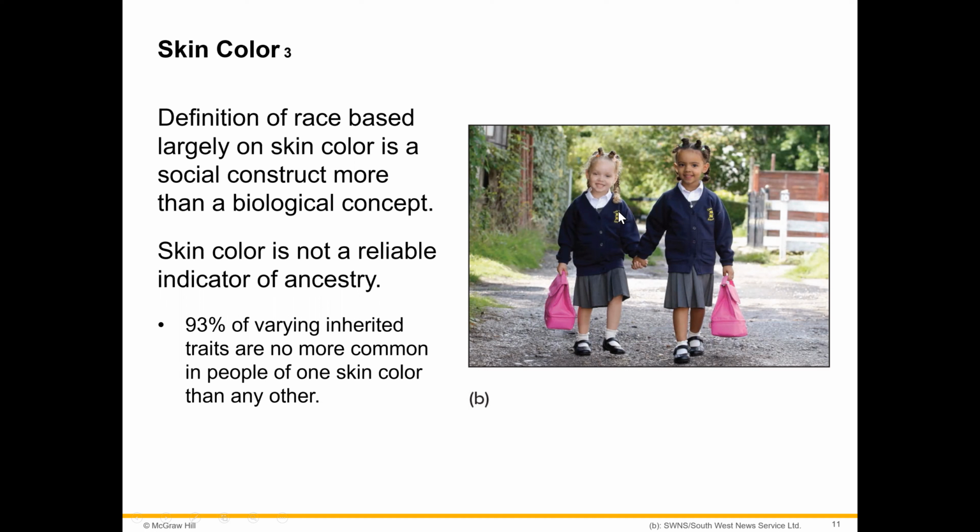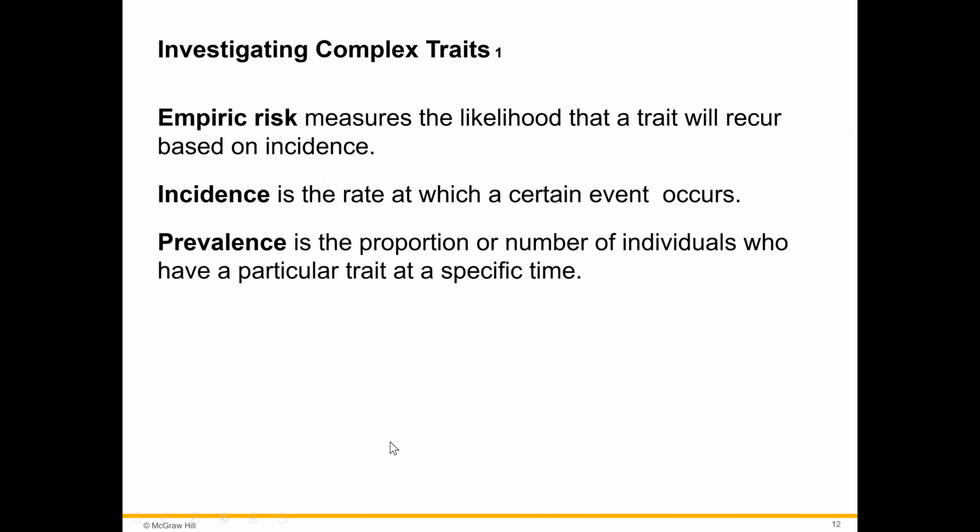They might be even identical twins over here, I would say. I don't know. I'm not sure. They really look very, very alike. But identical twins, they still should, I think, have the same genes. However, things can happen even during development, right? So 93% of varying inherited traits are no more common in people of one skin color than any other. Okay.